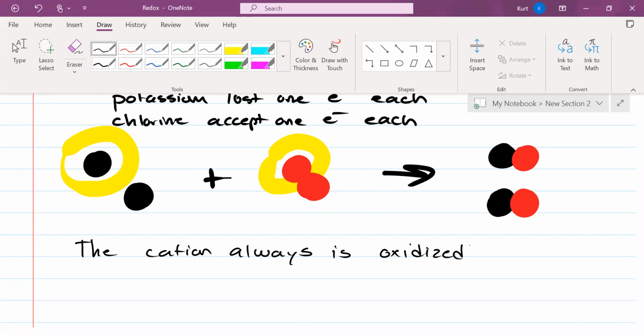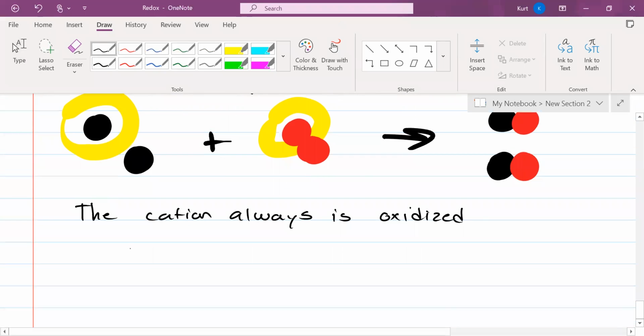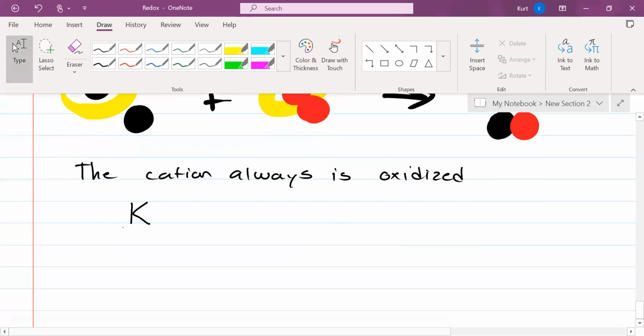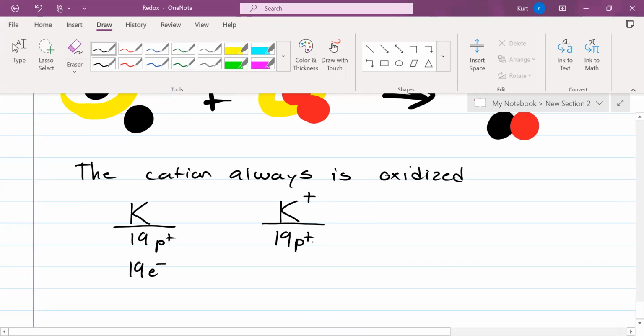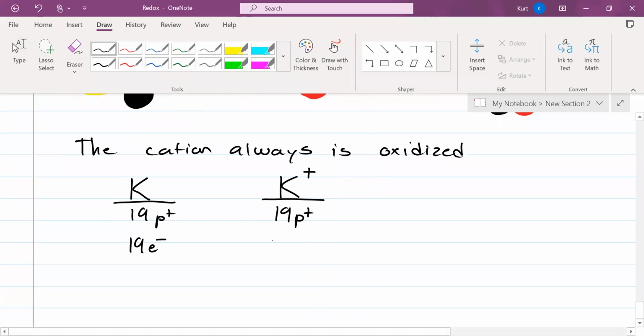Remember that the only way that something can be positively charged is if it lost electrons. So here's potassium. I can break it down for you. If I look at the periodic table, potassium has 19 protons, 19 electrons. But because it is found in group 1 on the periodic table, what is its ionic charge? Positive 1. Well, does the proton number change? No. So that's 19 protons. Its positive 1 charge means that it has one more proton than electrons. So what is its electron number?